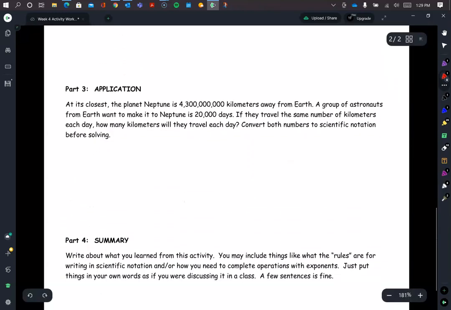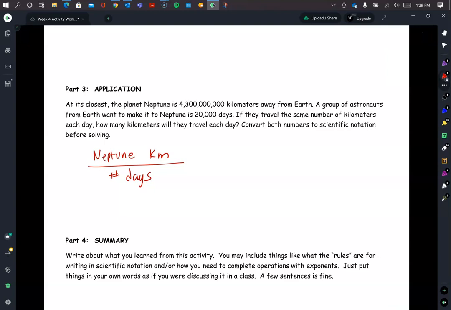Now that was done in your lesson, so go back there if you're not sure what I'm talking about. The application, make sure you write out your steps, and you are just going to do a division process here. We want the Neptune kilometers, okay, that it's the number of kilometers away over the number of days, and then just perform that operation there and carry down your units and write your answer in a sentence.